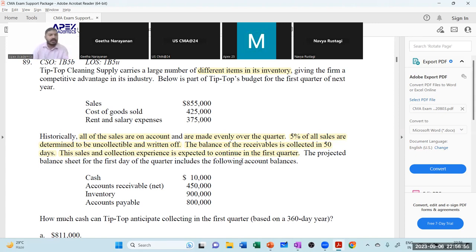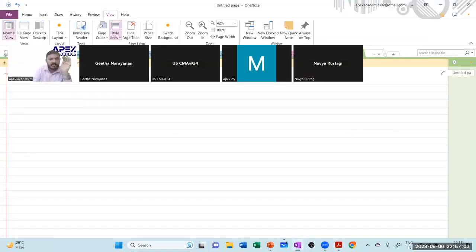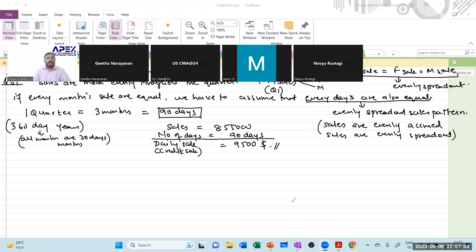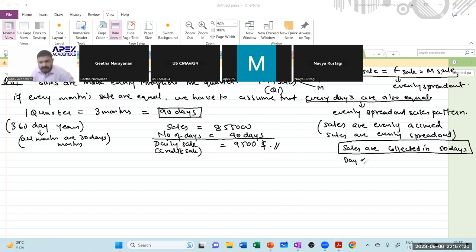Now they are giving us the projected balance sheet. I don't want to go to the projected balance sheet. I want to come back here and talk about this. Now sales are collected in 50 days. This is a very, very crucial point. So if I say day of sale is number 1, what is day of collection? Day number 51. Agreed or disagreed?